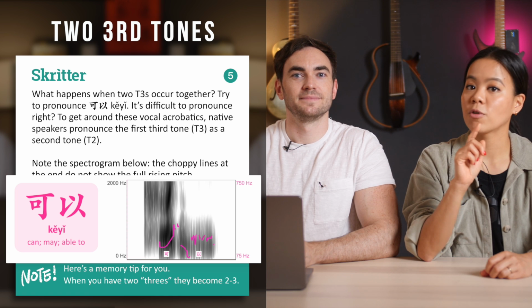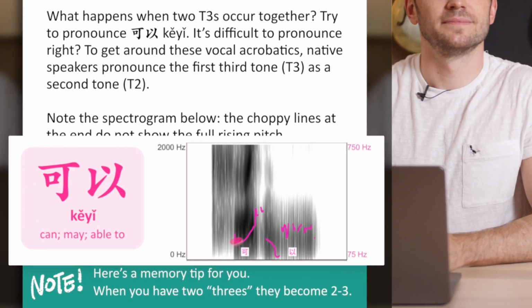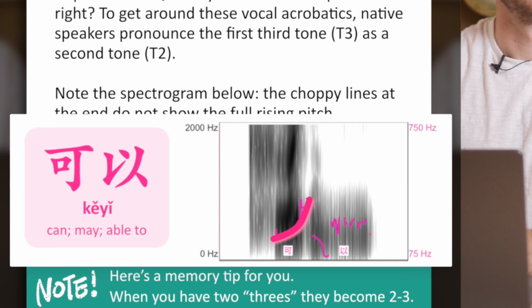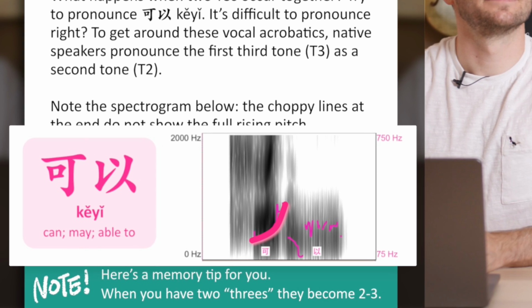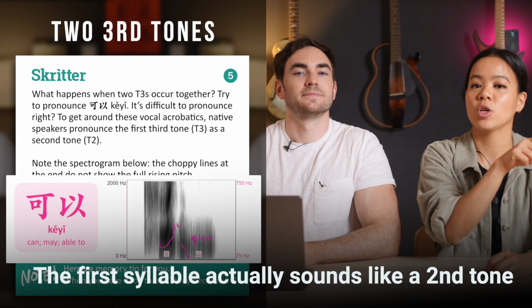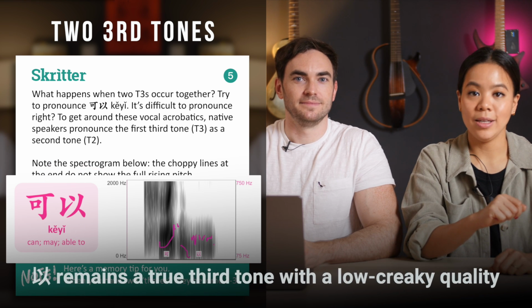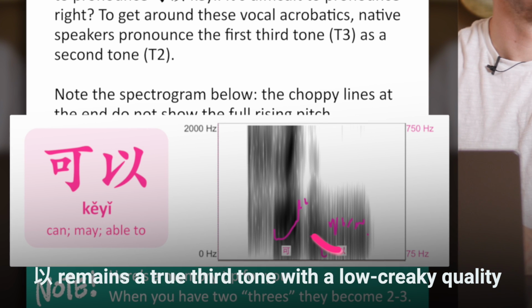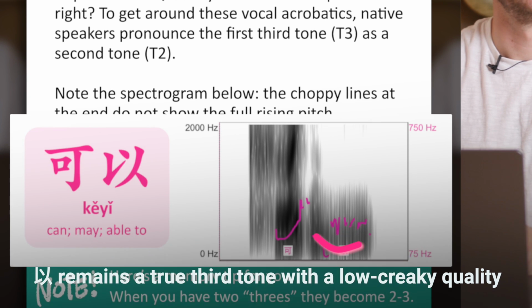As you can see, for the first syllable, the pink line for 可 has a very dominant rising part. So the dipping part is almost omitted. And so it really sounds like a second tone, a rising tone. However, 以 remains a third tone with a very low creaky quality.